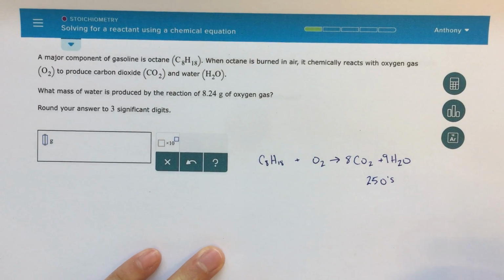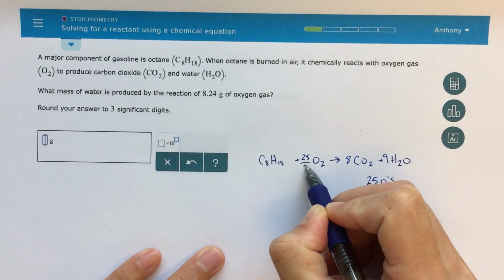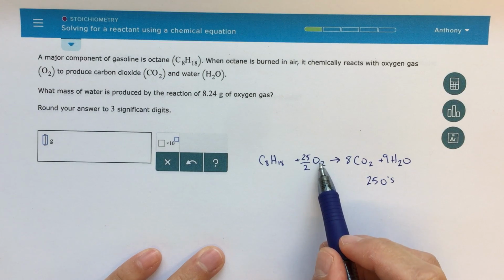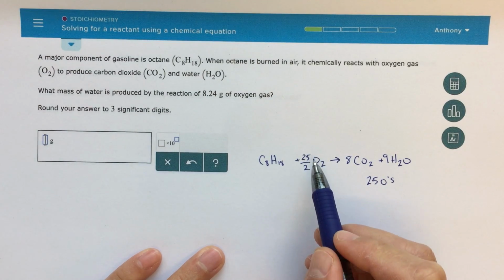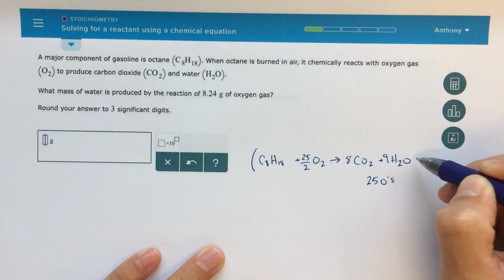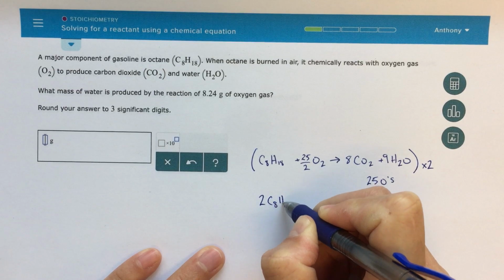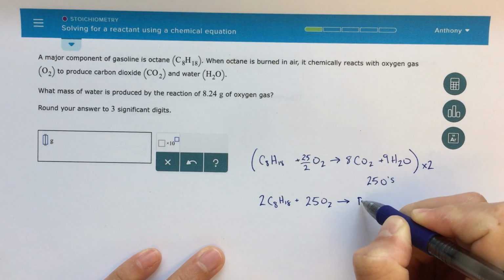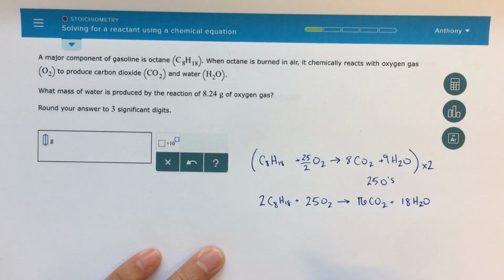So one method is just to put in a fraction for what you will need in order to get 25 oxygens on the left-hand side. The easiest way to do that is just put 25 over 2. That's the number I need, and I know that since I've got O2, it's going to be 25 over 2. What's not good about this is that we don't want to have fractions in our balanced chemical equations. So what I can do is multiply everything by 2. So that will end up being 2 C8H18 plus 25 O2 goes to 16 CO2 plus 18 H2O. And that is our balanced chemical equation.